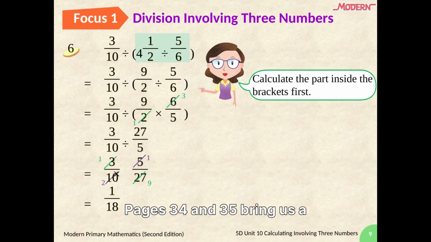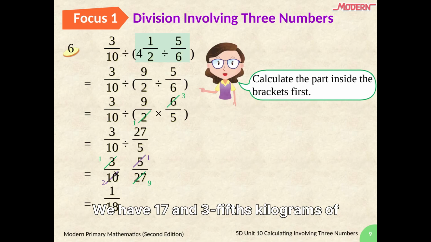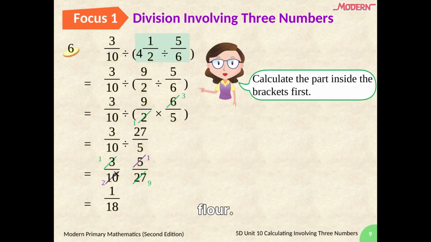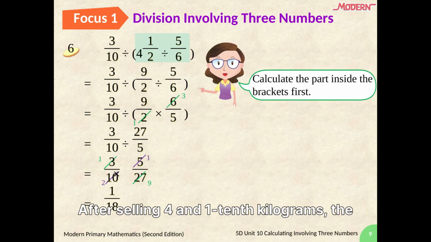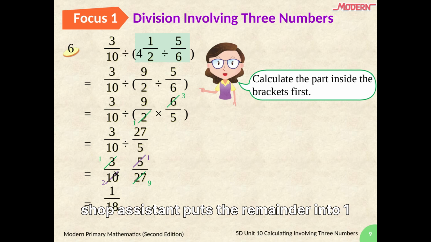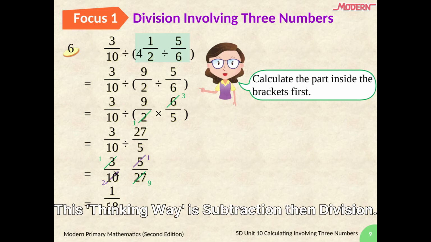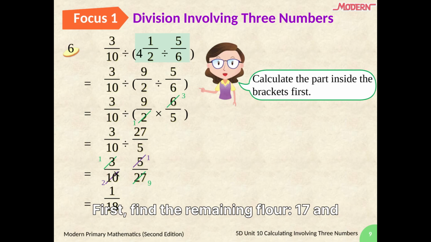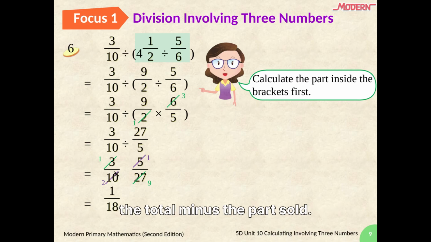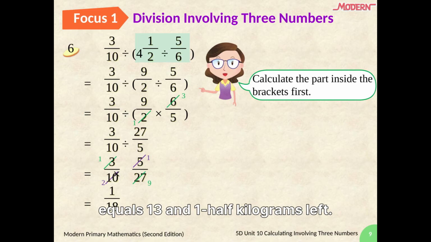Pages 34 and 35 bring us a flour problem. We have 17 3/5 kilograms of flour. After selling 4 1/10 kilograms, the shop assistant puts the remainder into 1 1/2 kilogram bags. How many bags can be filled? This thinking way is subtraction then division. First, find the remaining flour, 17 3/5 minus 4 1/10. Look at the blue bar model. It shows the total minus the part sold. 17 6/10 minus 4 1/10 equals 13 1/2 kilograms left.